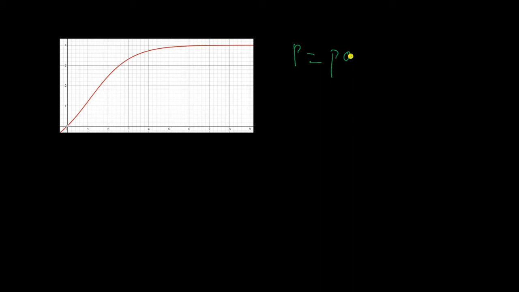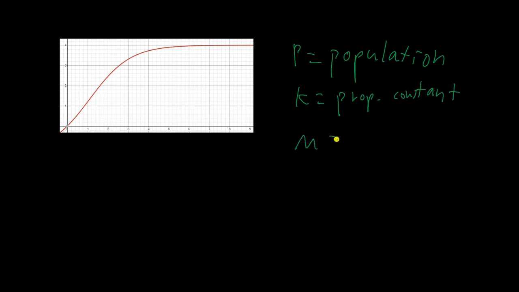P is the population. K is still the proportionality constant. And M is the carrying capacity. You may remember carrying capacity from biology class. It's the maximum population that can be supported. And looking at this graph, it's clear that the derivative is greatest, that the population is increasing quickest at half of the carrying capacity.